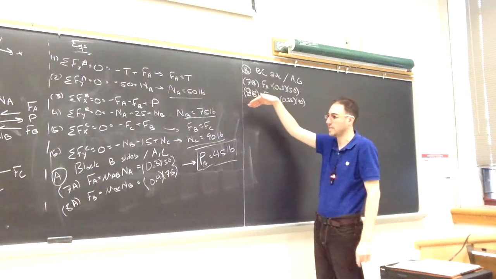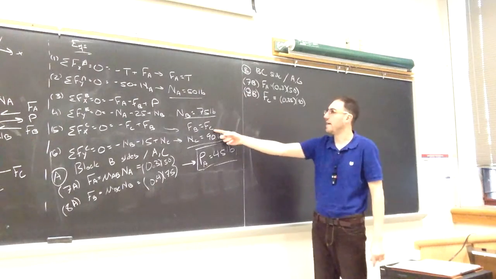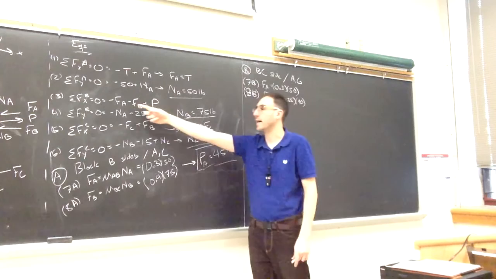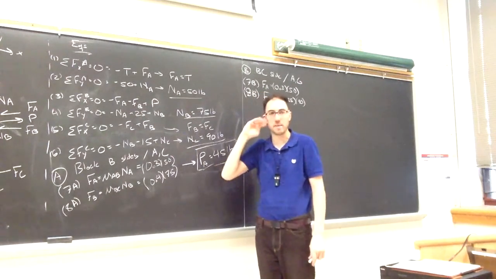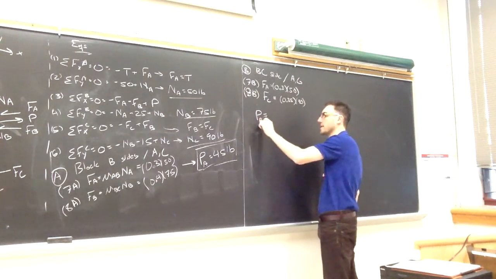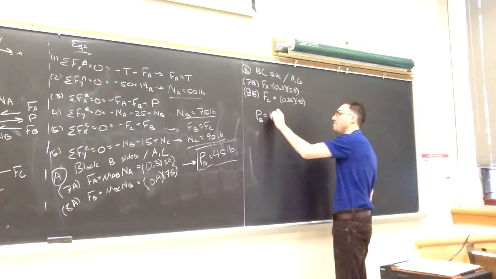7b is actually the same as 7a was, but this one is different. I know that FC is equal to FB, so I can use that information. And again, I know negative FA minus FB plus P must equal 0. So solving these simultaneously, I get that the force I would have to exert is 46.5 pounds.